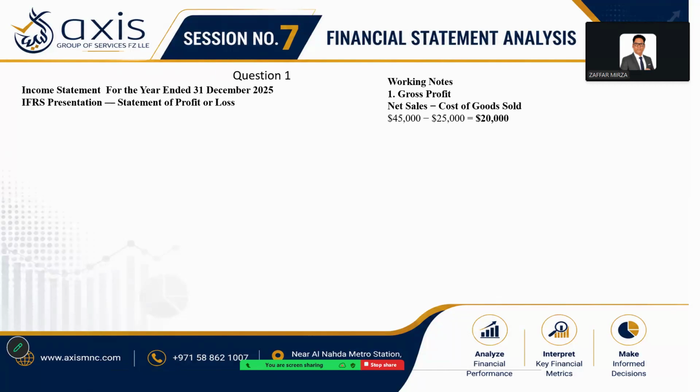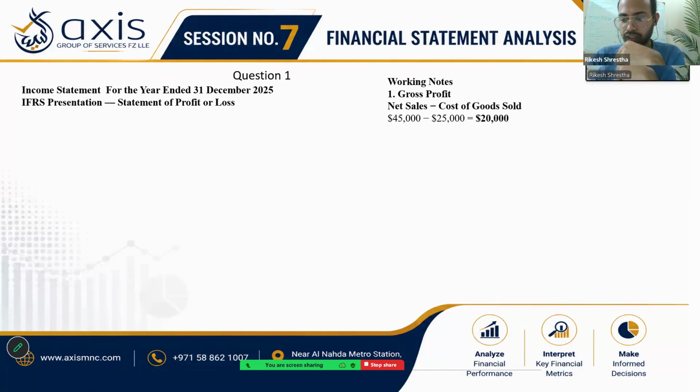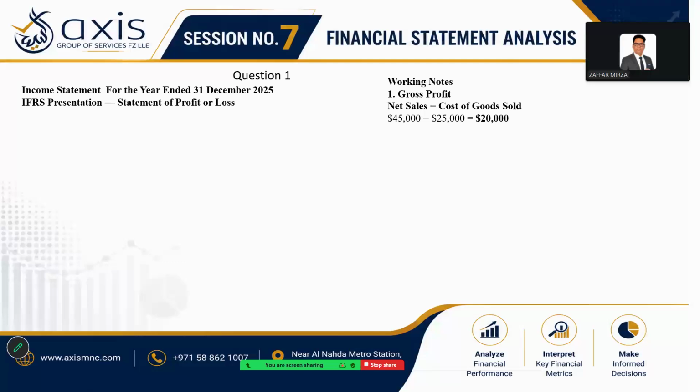What is the next element? After gross profit, what is the next element? Operating expenses. So that is called an operating profit. Operating profit means gross profit minus operating expenses, 11,900. Clear?